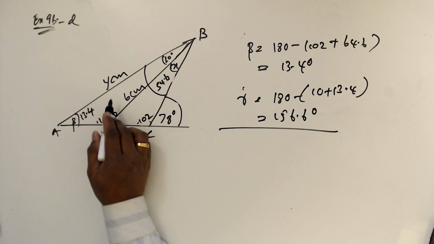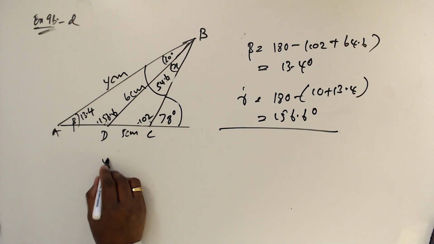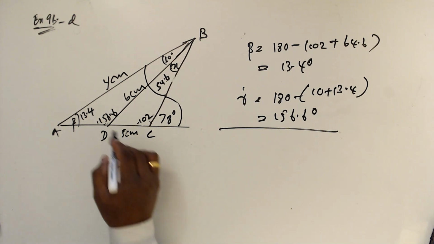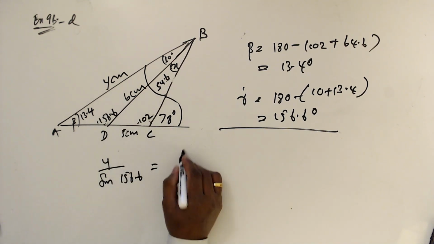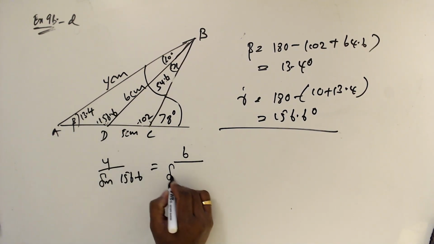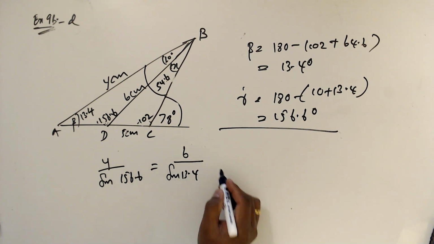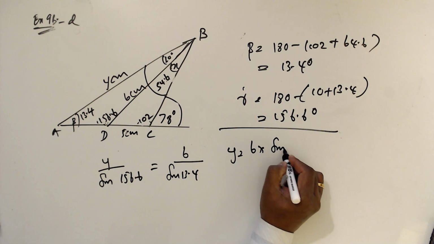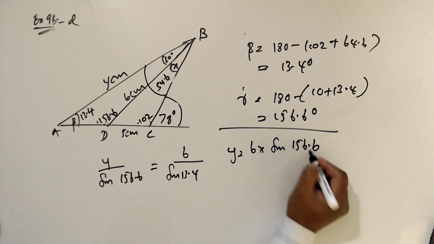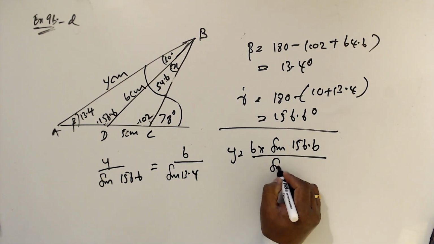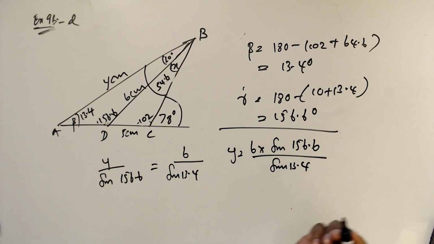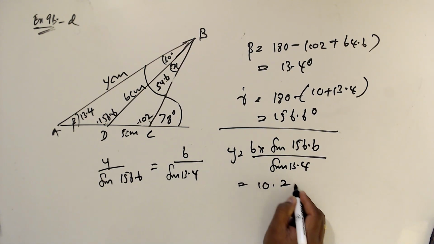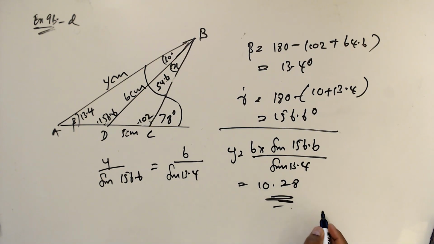Now we can put the sine. So y over sine 156.6 equals 6 over sine 13.4. So y equals 6 times sine 156.6 over sine 13.4, which is 10.28.